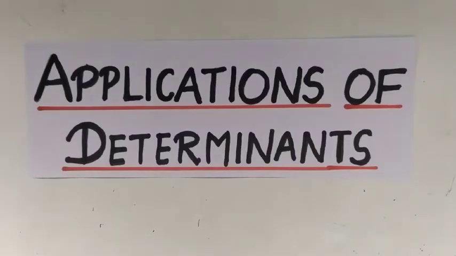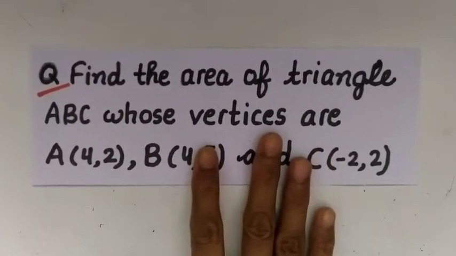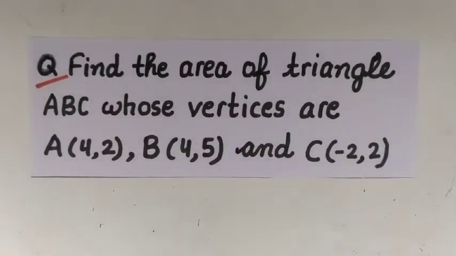So let us see how we can find areas of triangles and how we can write equations of straight lines with the help of determinants. I will explain with the help of examples. So our first question is, find the area of triangle ABC whose vertices are A, B, C. All these three vertices are given. In this question, all three vertices of a triangle are given, and we have to find the area of the triangle. So let us see how we can find the area of a triangle by using the concept of determinants.